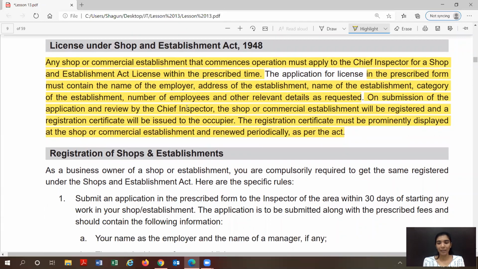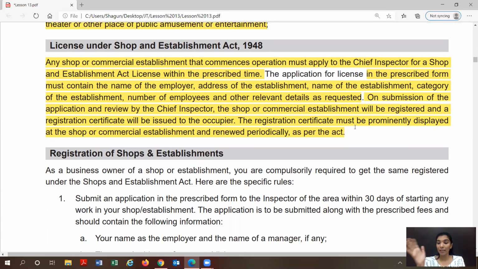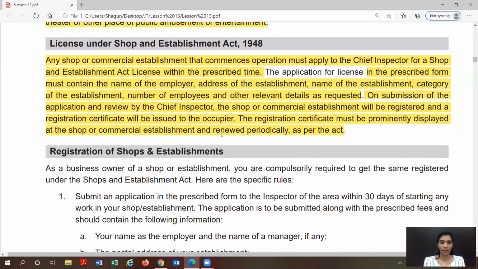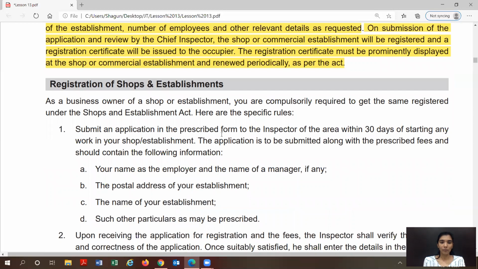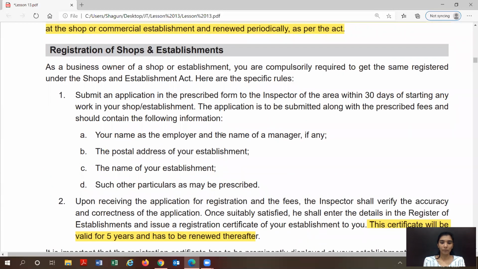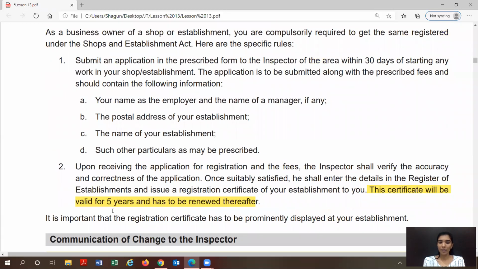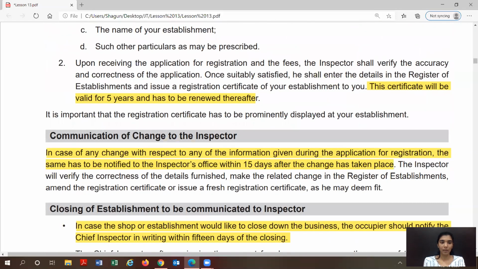Once the inspector finds the application proper, they will issue a registration certificate. Such a registration certificate has to be prominently displayed, which means it should be displayed properly at a proper place in the shop or establishment, and it has to be renewed periodically. Such registration certificate has to be renewed after 5 years.